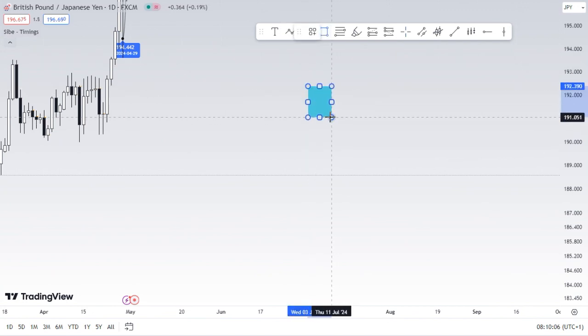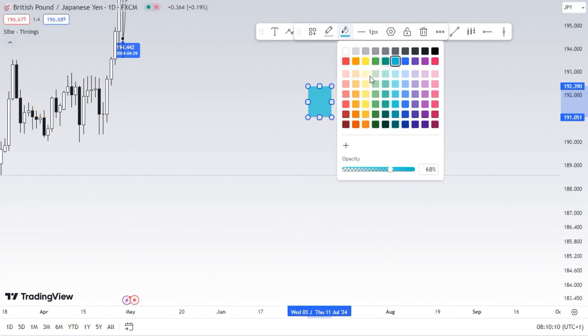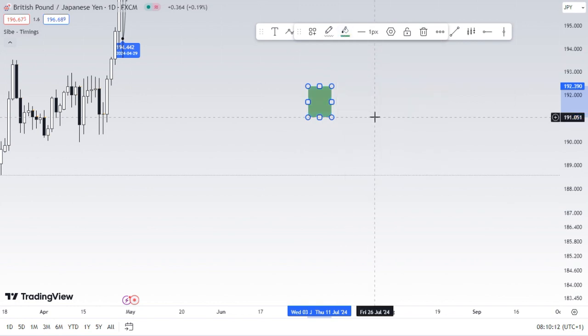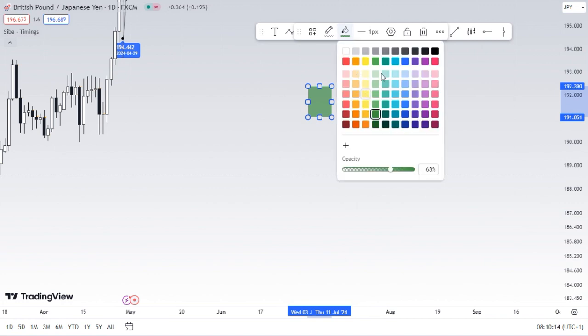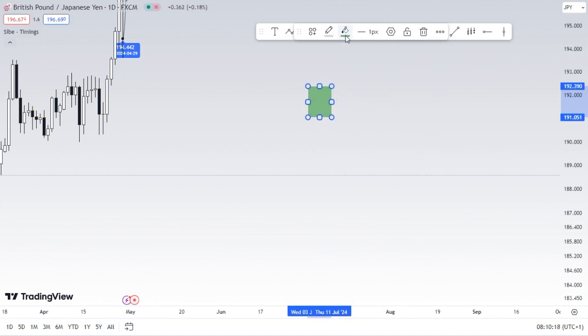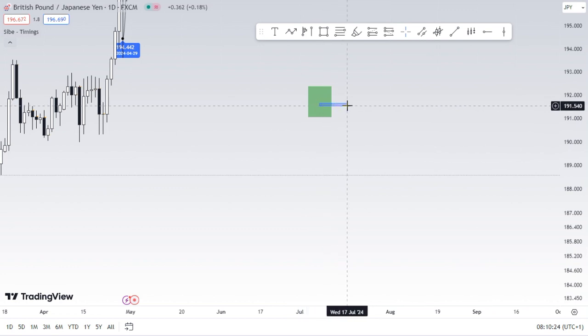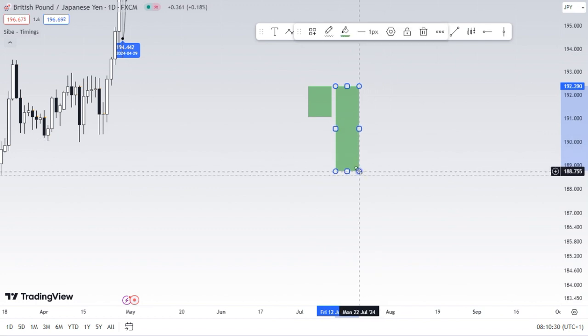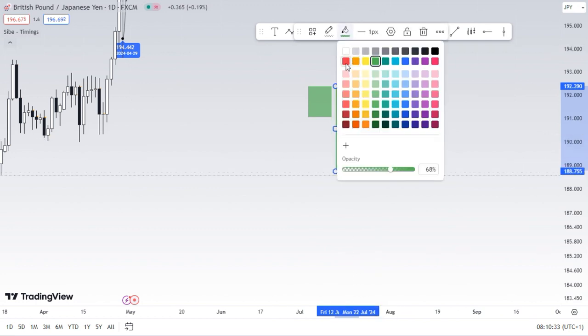So I'm going to use green to denote a candle that goes up, and I'll use red to denote a candle that goes down. So let's say this is a green candle. Let me have bright green here. Okay. So red to denote a candle that goes down.